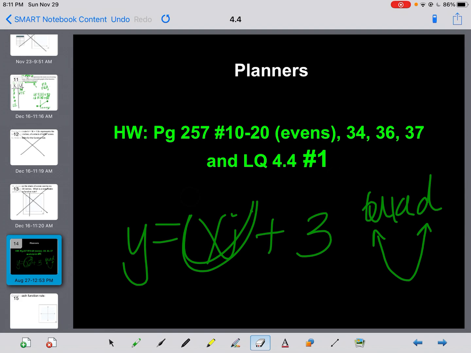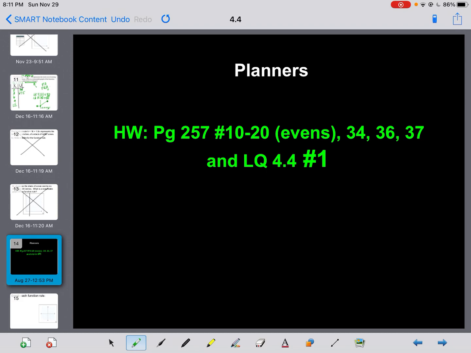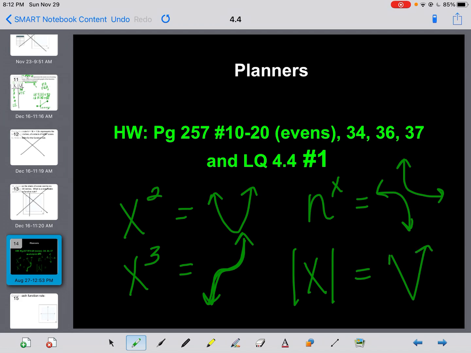Okay, if you have something that has an x to the third power, okay, let's write this down. X to the second power should have the U. X to the third power, remember, is the cubic, so they kind of look like an S. Something to the x power gives us the ones that look like this, and they never quite hit 0. And then the absolute value gives us the V. Okay, so make sure you double check to see if you've got the right shaped graph.